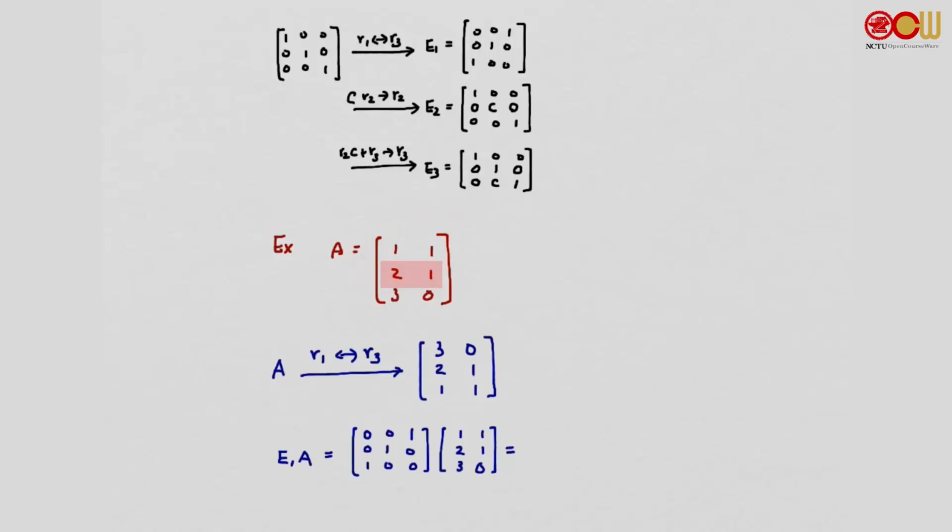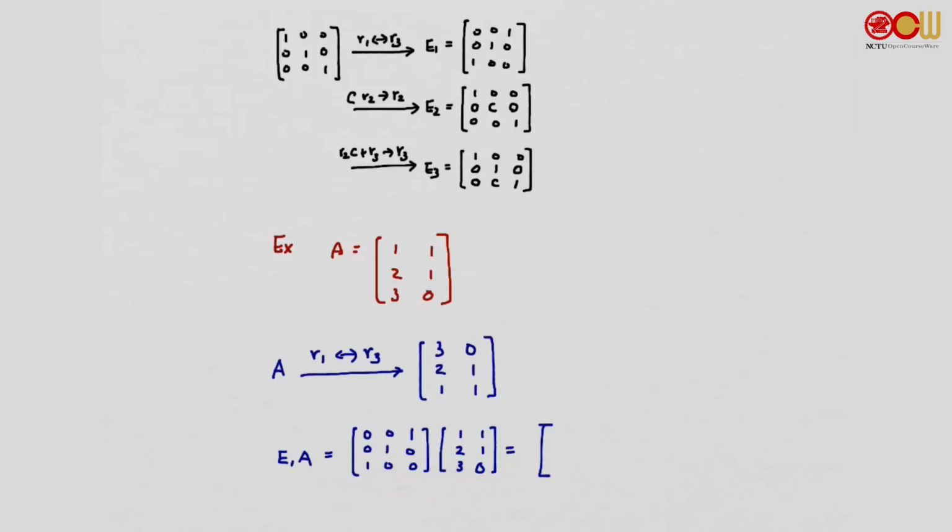Second row 2, 1. The third row is 3, 0. Now suppose we have the matrix product E1 and A together. E1 is this matrix here. It's obtained from the identity matrix using interchange of rows, row 1 and row 3. And we multiply with the A matrix. What do we have here?